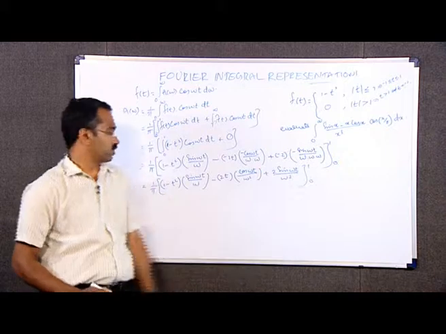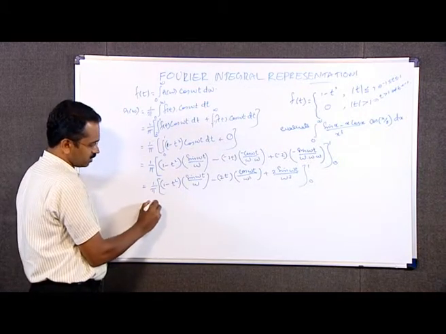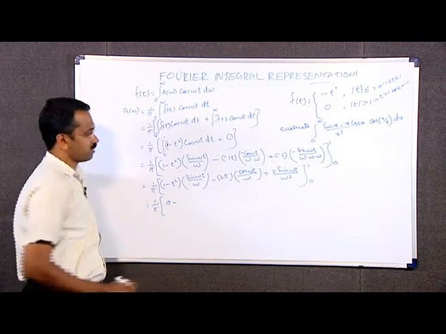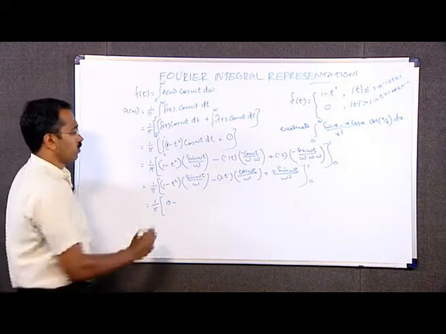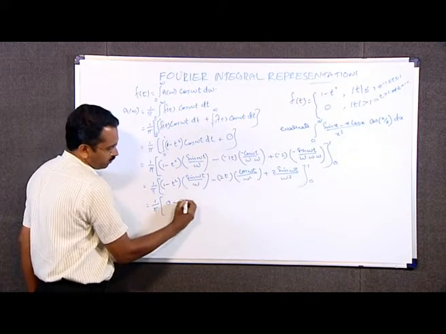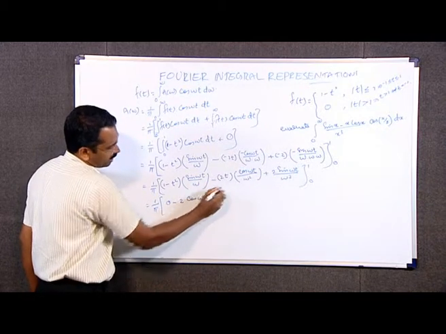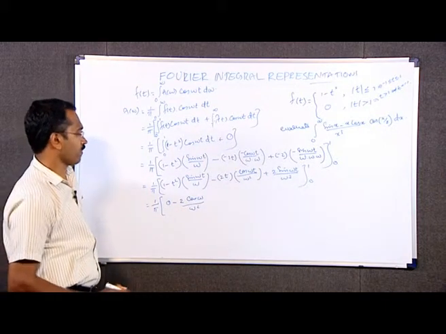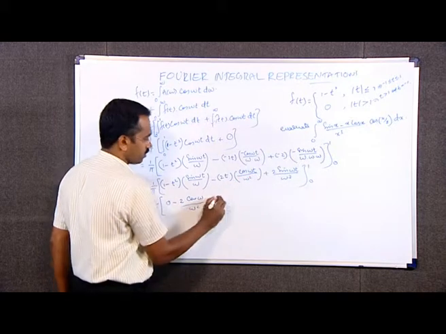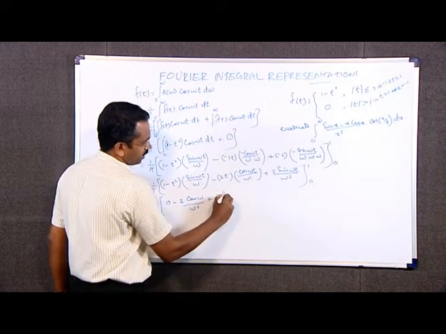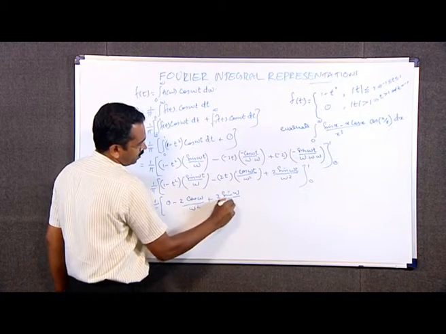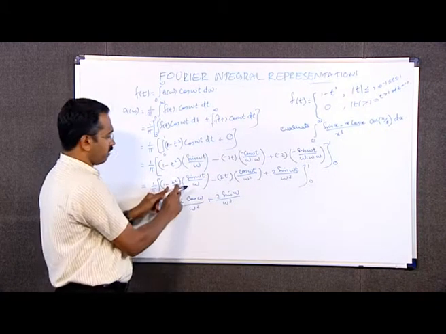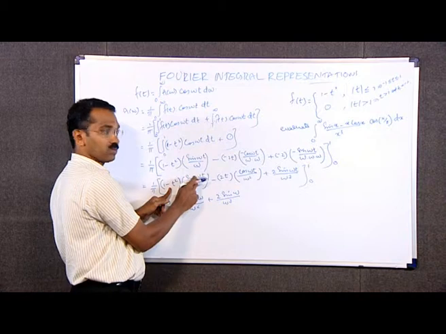When t is equal to 1, this term will become 0. Therefore, this is equal to 1 by pi into, this is 0, minus, when t equal to 1, this is 2 into 1, means 2 cos omega 1 divided by omega square, plus 2 sin omega divided by omega cube. When we apply the lower limit 0, the first term will become sin 0, means 0.